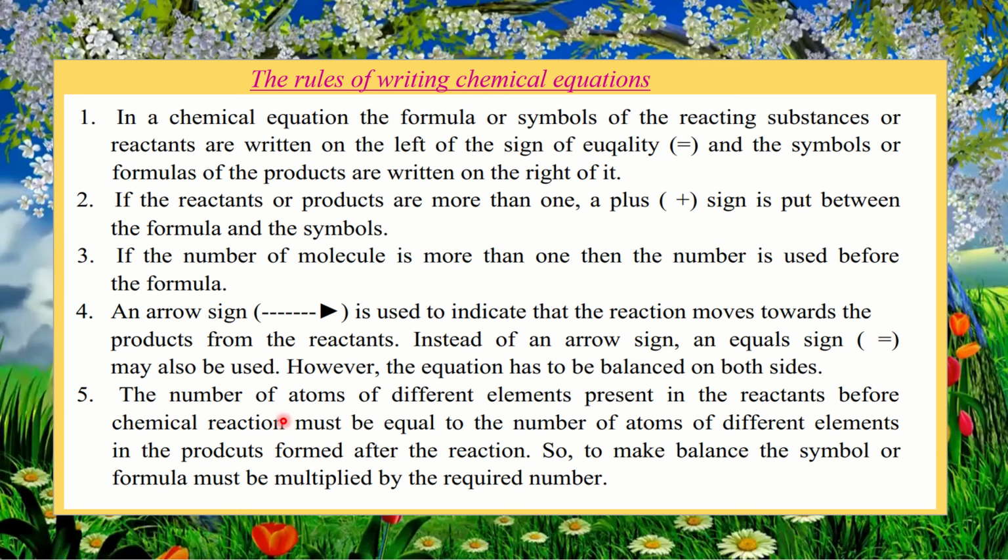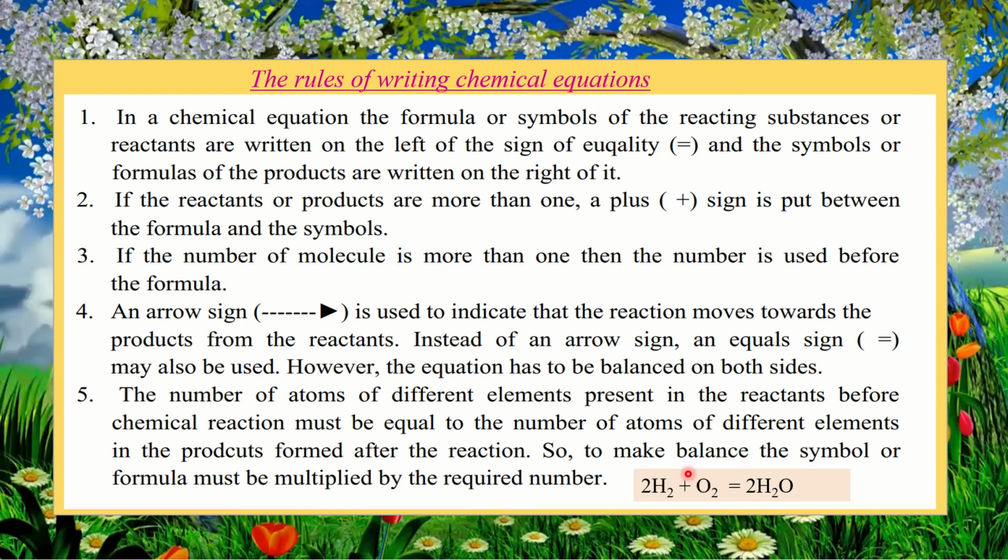And the number of atoms of different elements present in the reactants before chemical reaction must be equal to the number of atoms of different elements in the products formed after the reaction. This number of atoms of reactants and products will be equal after balancing the reaction. So, to make balance, the symbol or formula must be multiplied by the required number. When you will balance the reaction, then after balancing, you will see that the number of atoms present in the reactant side is equal to the number of atoms present in the product side.